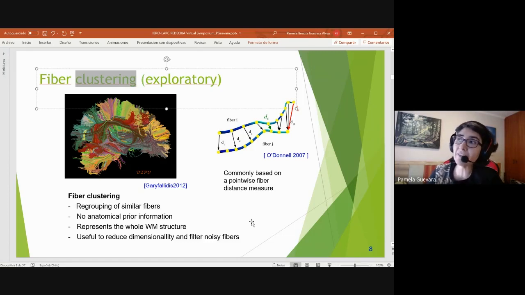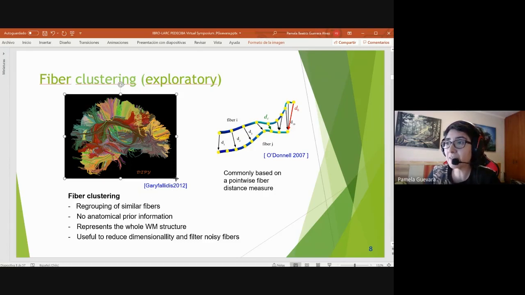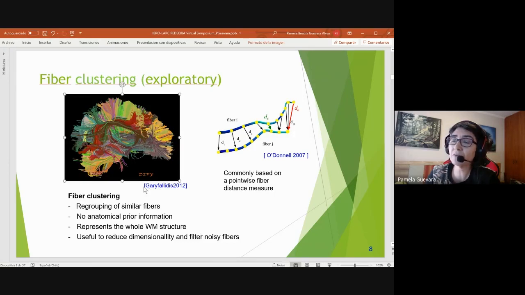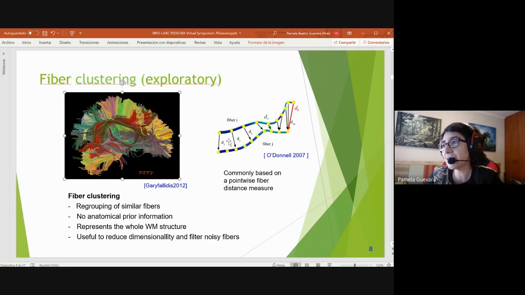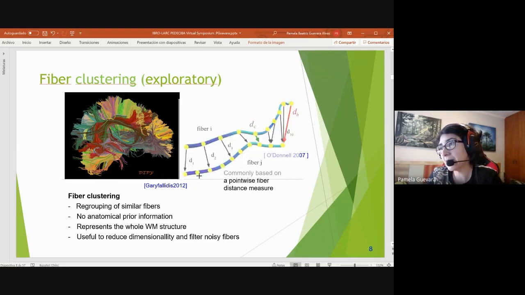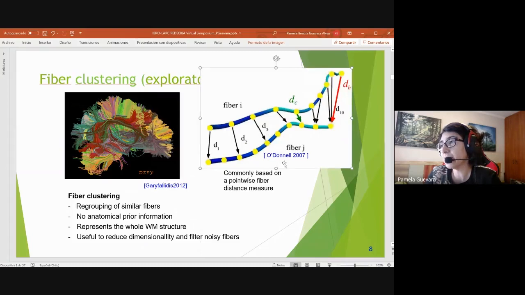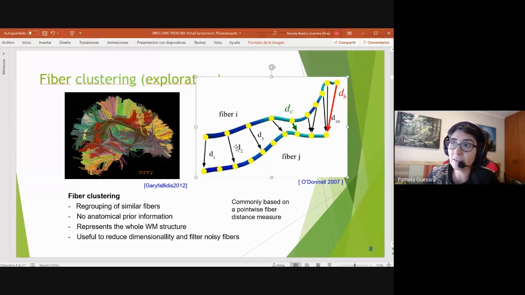So we need here for the fibers to define a similarity measure between each pair of fibers. What we use is a distance that uses the points, because the fibers are defined by a number of points, for example, separated by 1 or 2 millimeters. And from these points, you can estimate the similarity between two fibers.